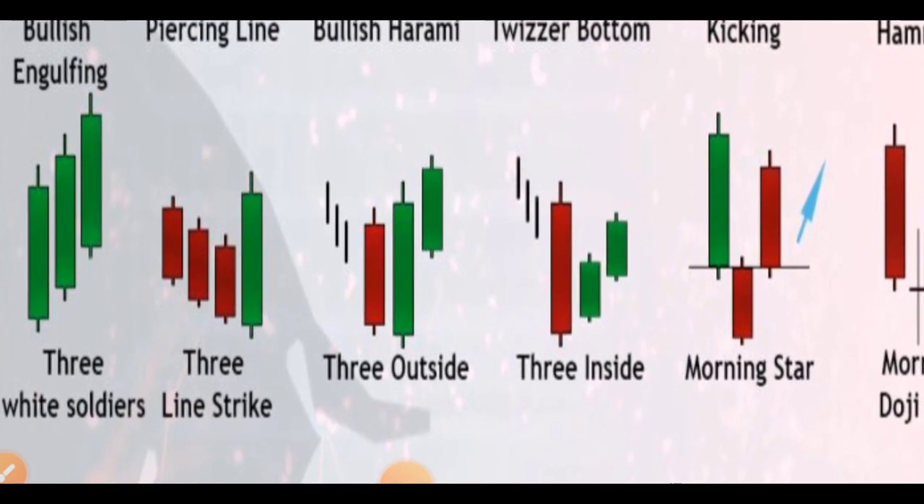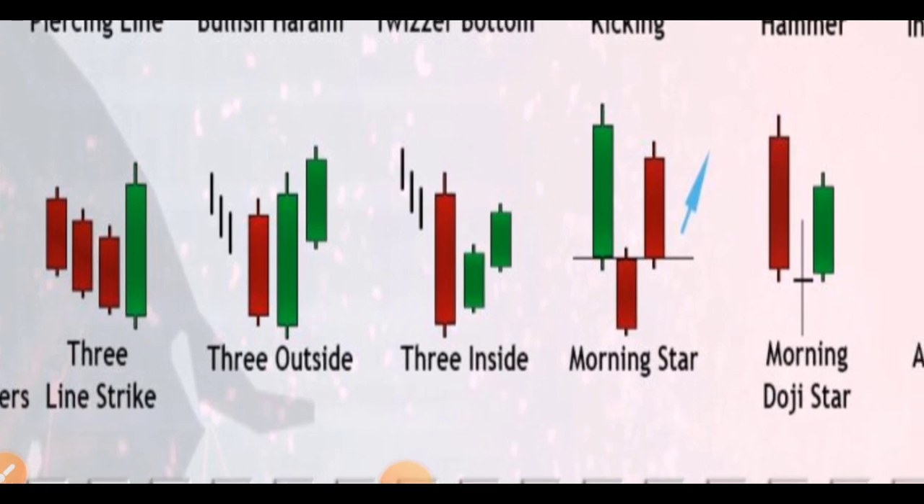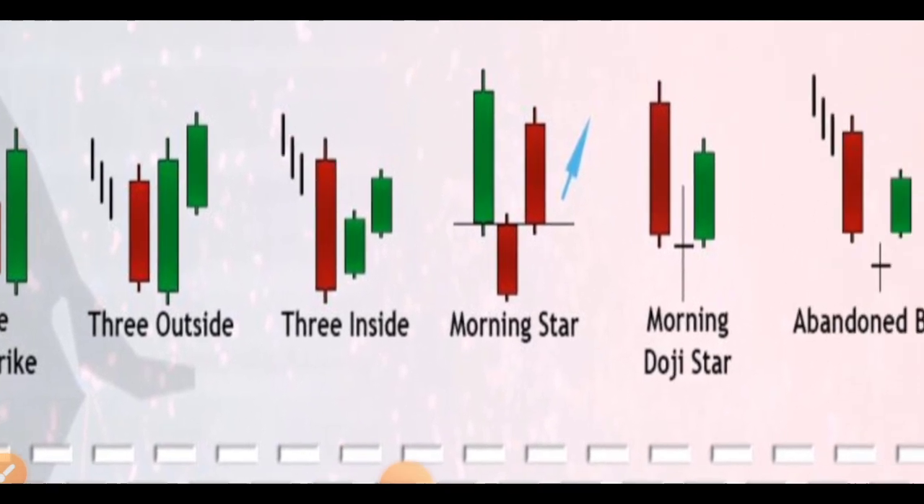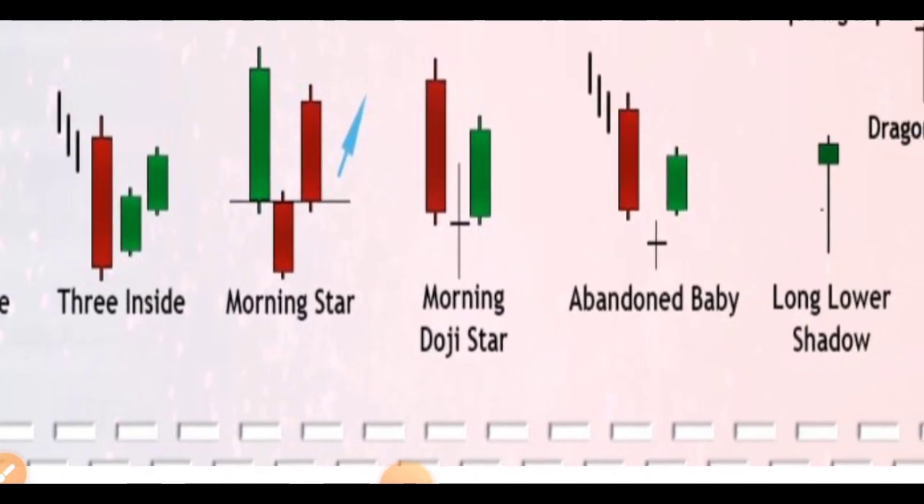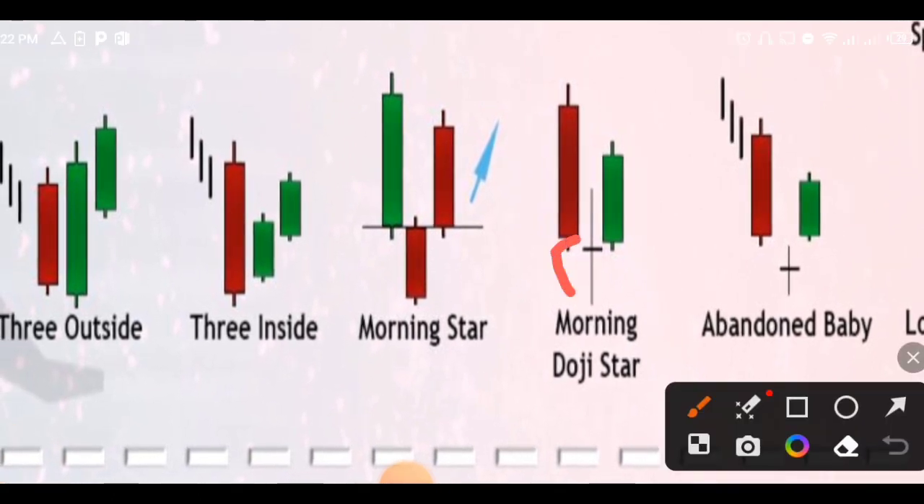Three outside up, three inside up, and morning star are other candlestick pattern signals. There are a lot of them. We have the morning doji star. I love this morning doji star as well. So when you have something like this, it shows rejection in the market, that the power of the sellers is losing momentum.